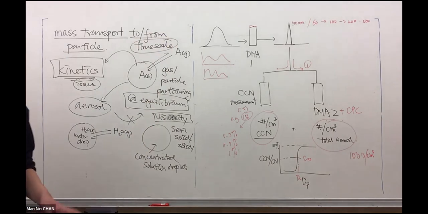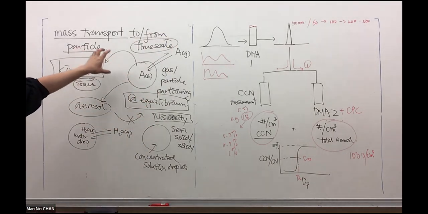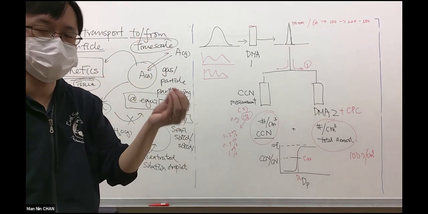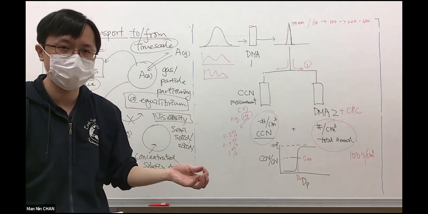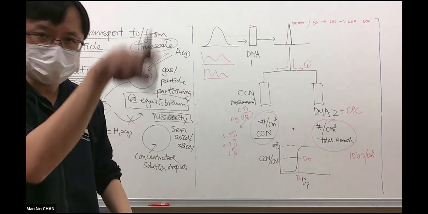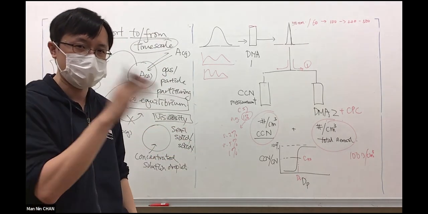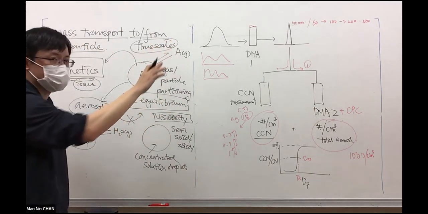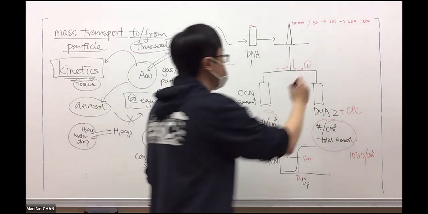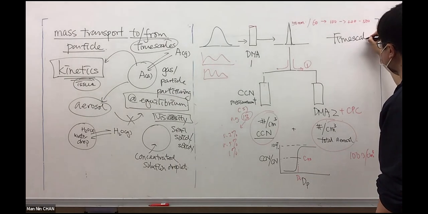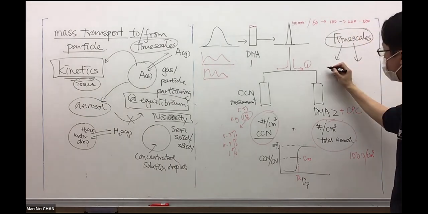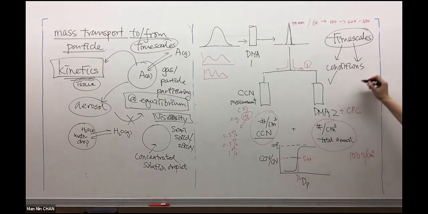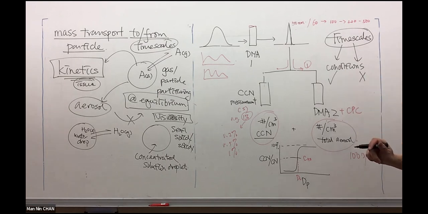More important, if you want to look at whether you have this kinetic issue, or the mass transport issue, you always want to look at the characteristic time scale. You talk about the mixing time scale, the reaction time scale, or the transport time scale. You compare the time scales for different processes, and then you can define under what condition you will have this mass transport problem, and under what condition you will not have a mass transport issue.